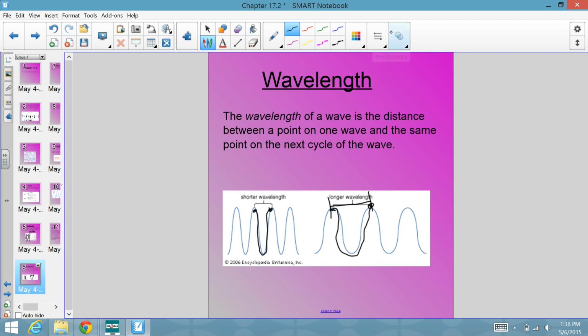Now, we do not have to measure the wavelength from the tops of the waves or from the bottoms of the waves. We can measure the wavelength from wherever we'd like. We just have to make sure that if I measure it from the middle of the wave over here, I measure it from the middle of the wave over here, and it is in the same spot from where I started. I cannot start here and end here. That would not be 1 complete wavelength.